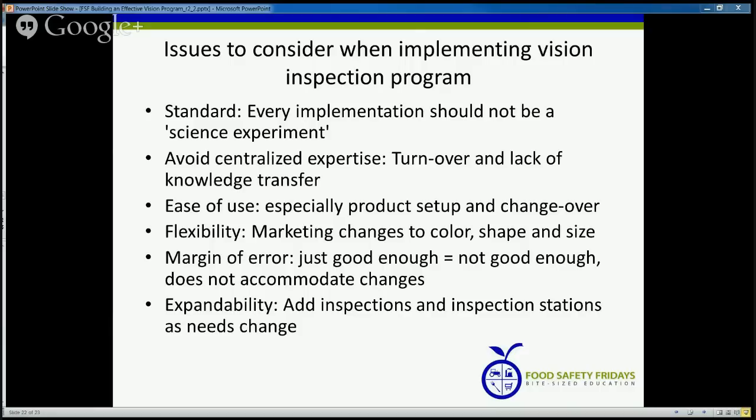A vision system implementation doesn't need to be a science experiment. There are solutions on the market that answer most of the inspection needs that are out there.